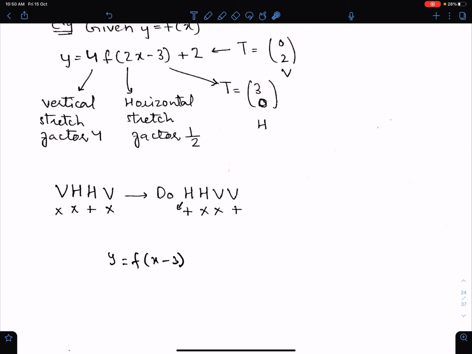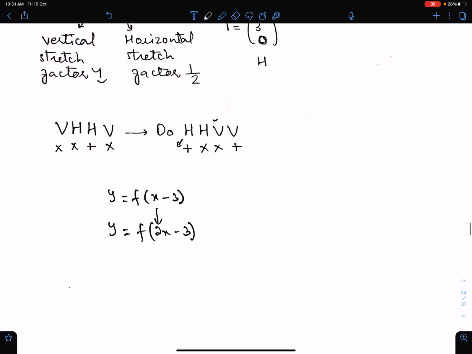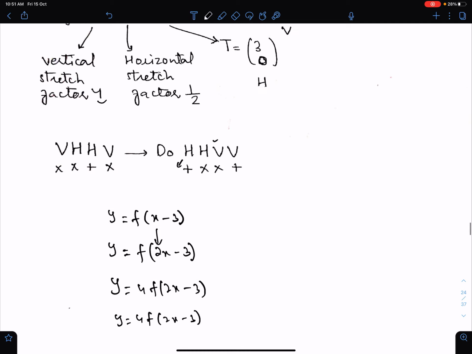Then you have to apply this horizontal stretch. The factor is half, so you have to write 2 here. You need to replace x by 2x. Then you need to apply this vertical stretch, which is 4 times f of 2x minus 3. And then finally you need to apply the vertical translation, which is 2.